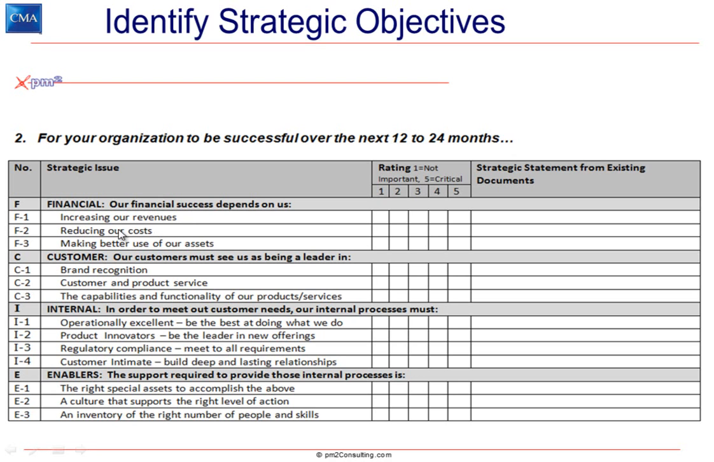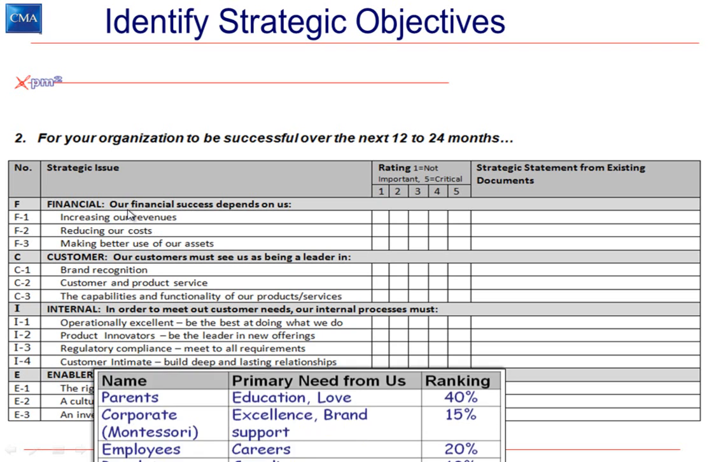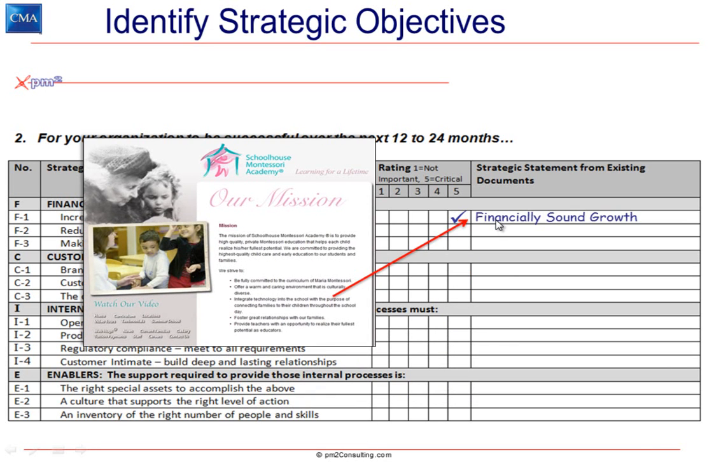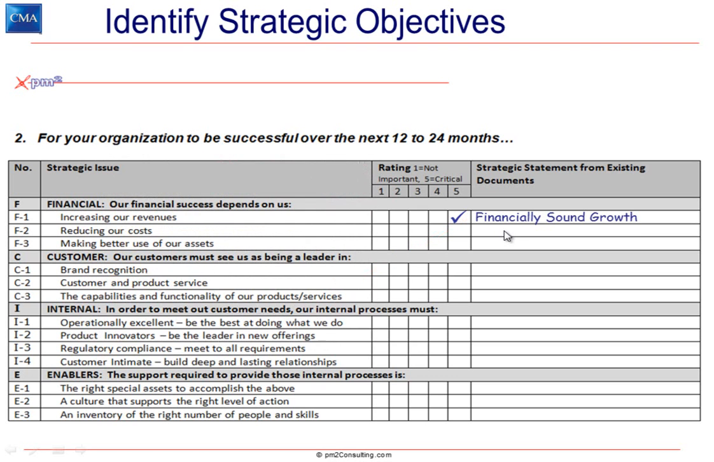So, for example, for increasing revenues, if we go back to the customer sheet that we filled in, we'll see that one of our core customers is the corporate Montessori group. And of course, what they want is excellence in brand support. And they're pretty critical, 15%. So we're going to say their rating is critical. And we're going to put in an objective that, based on the documented strategy, is something like financially sound growth. So again, you'll see we're taking the written strategy and just frisking it for components for the strategy model.